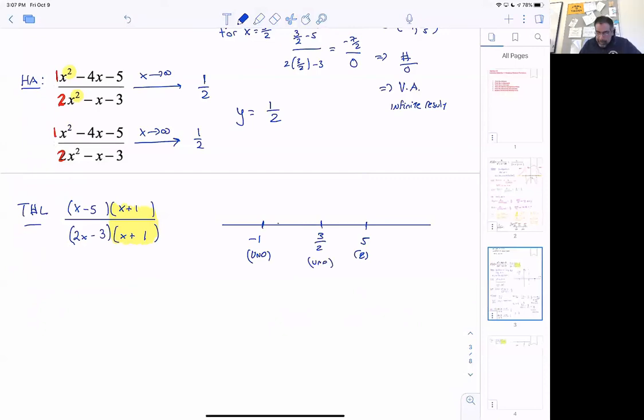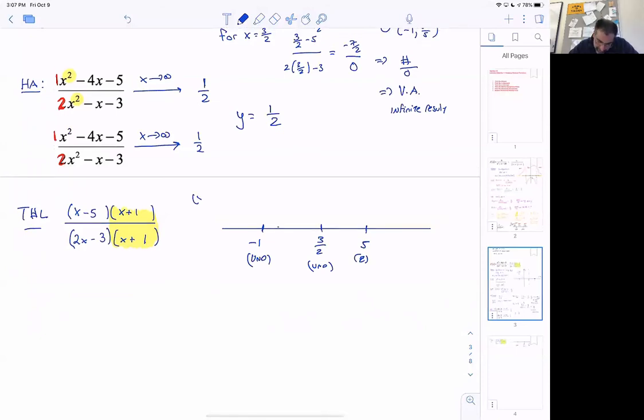So now all we've got to do is use our test values and see what happens. So we're going to plug into (x - 5)/(2x - 3). And we're also going to do the x + 1. But to be honest with you, those are going to cancel each other out, just like they did when we simplified. So we can use the simplified version on this one. So when we plug in, we're going to pick a number over here. So I'm going to pick negative 10.